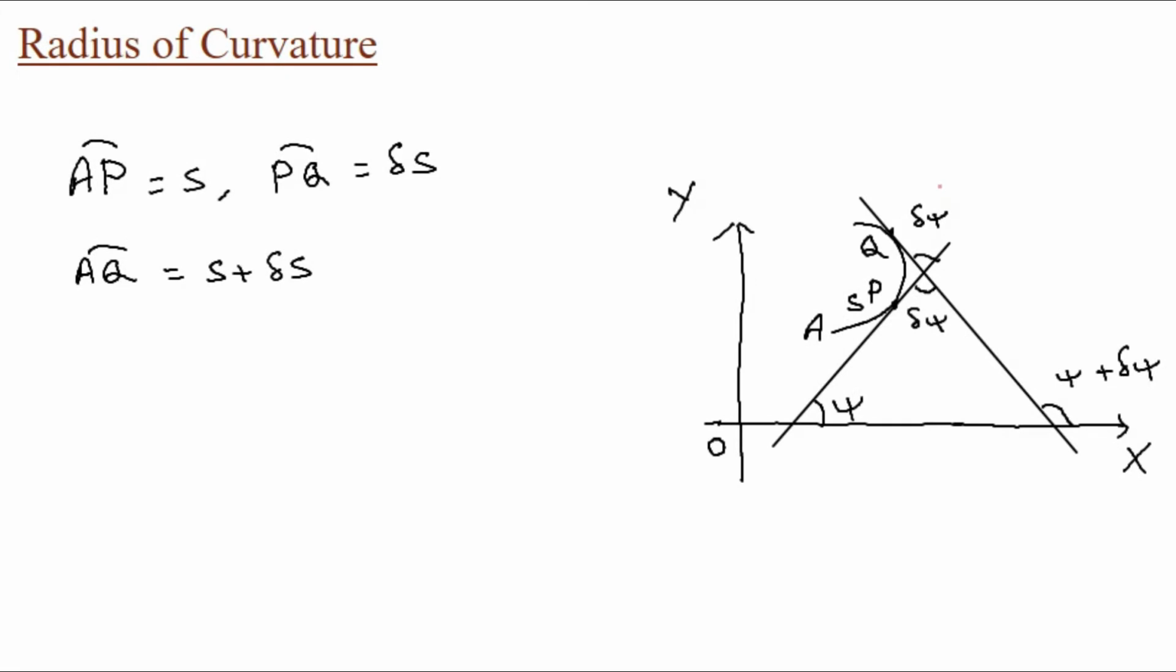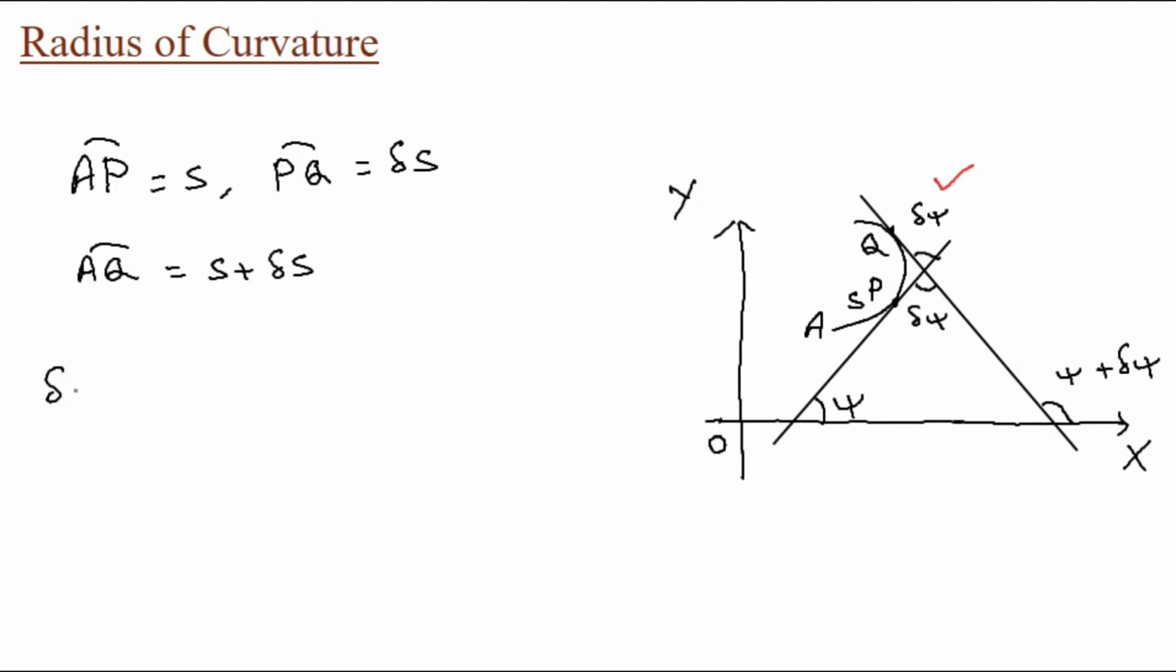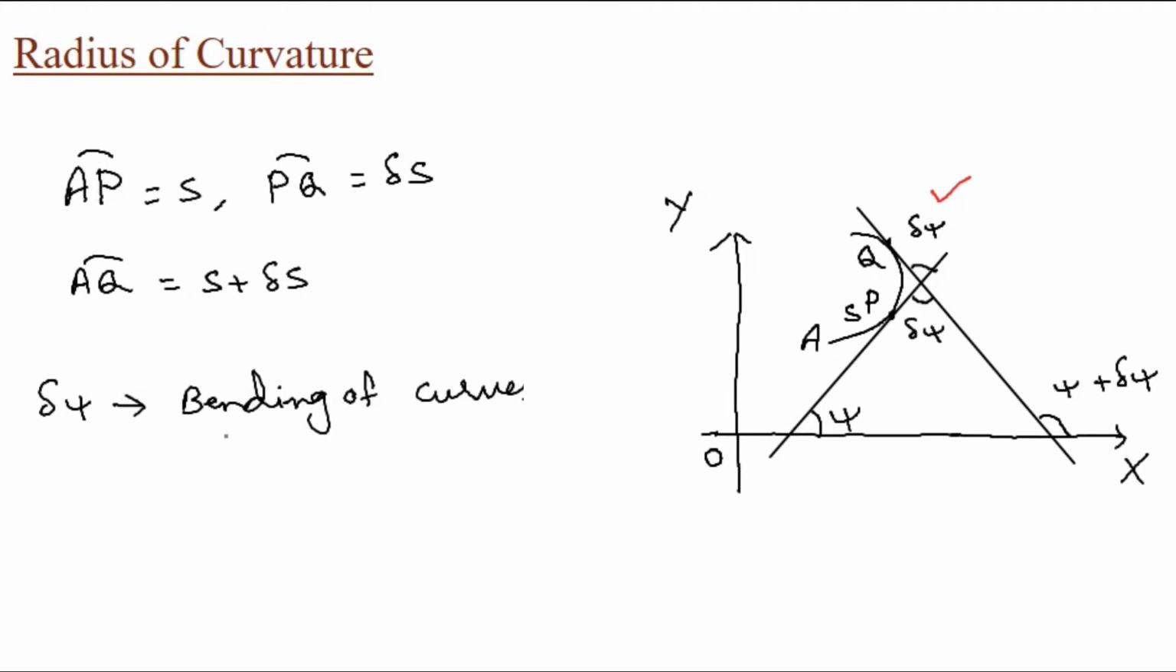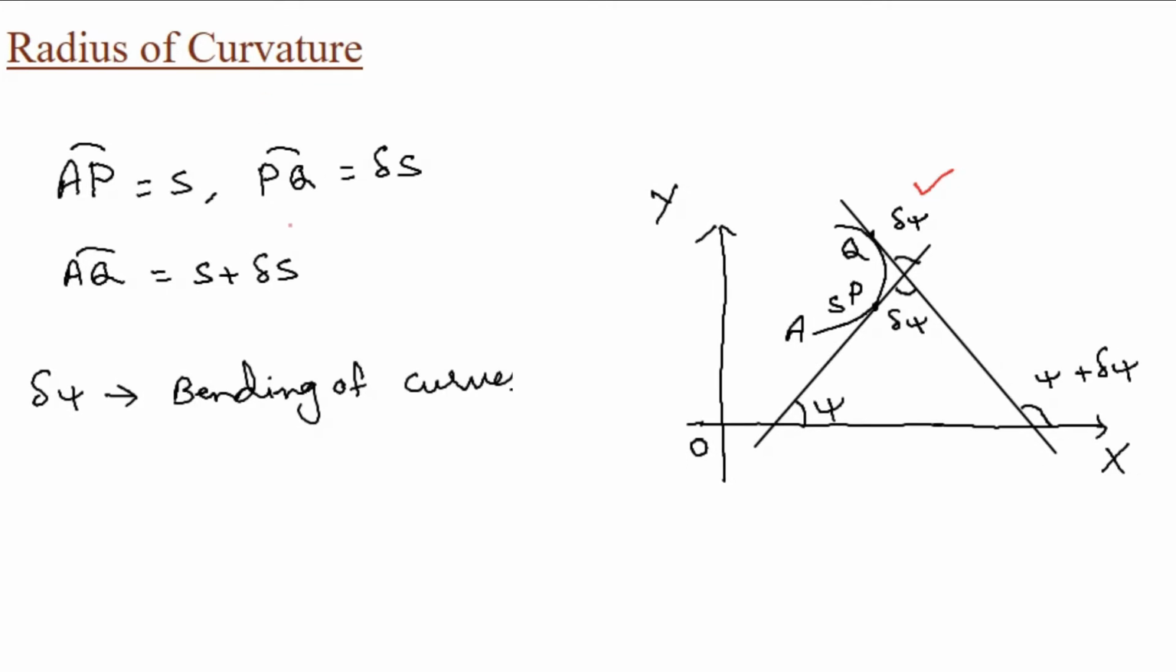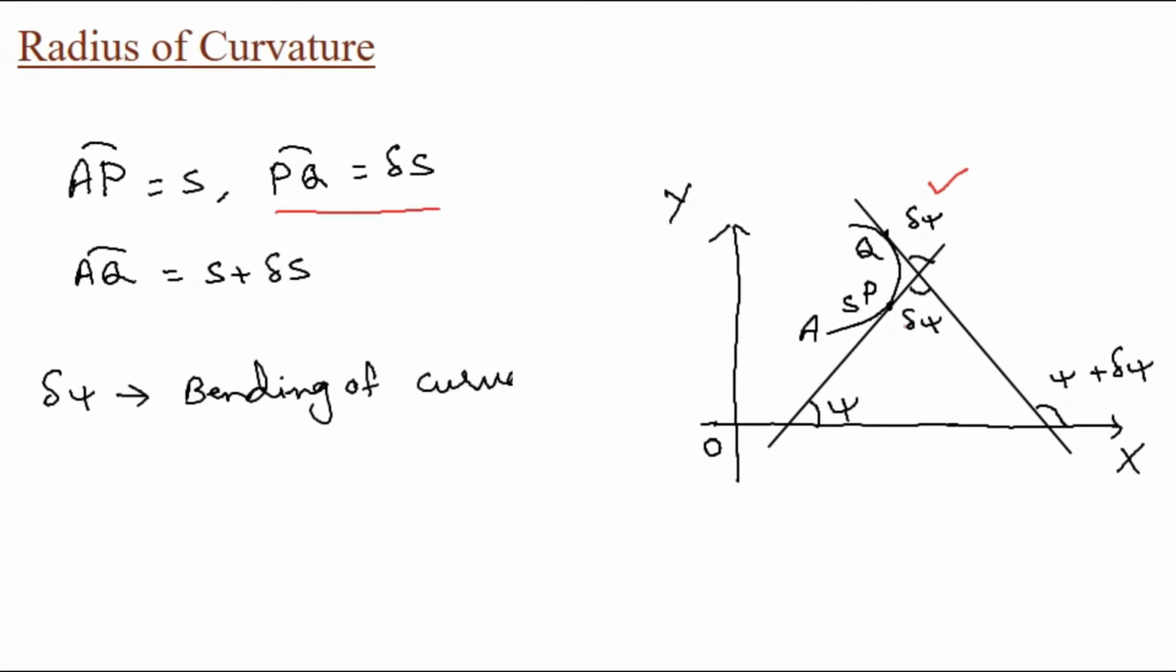So what does this delta psi angle represent? Here delta psi represents the bending of the given curve. Since it is the angle between the two tangents, delta psi represents the bending of the curve, and this bending depends upon the arc length PQ, that means the distance between P and Q. If the distance between P and Q is large, then the value of delta psi will be large.